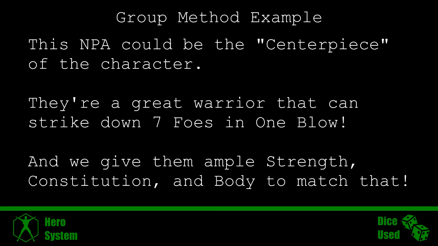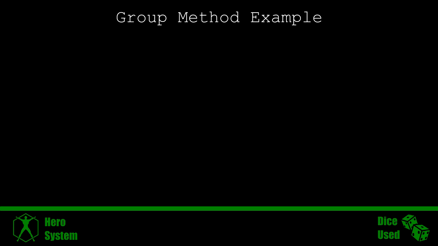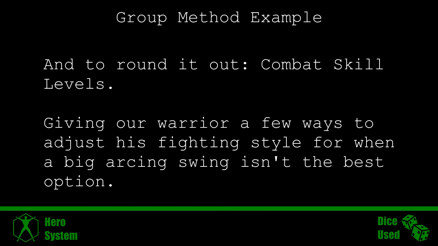They're a warrior that can strike down 7 men in one strike, and we can give them strength, constitution, and body to match that physique. And it can be rounded out with a few combat skill levels as well, since combined with most of the basic maneuvers all characters have access to, combat skill levels give characters a variable pool of points that they can add to OCV or DCV as needed.